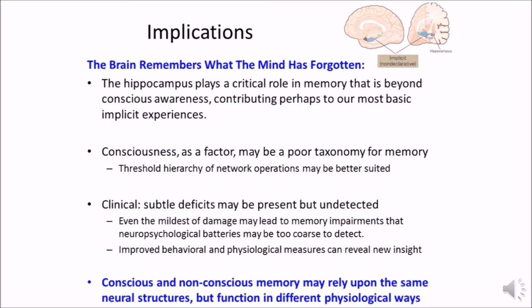And in a clinical way, some of these subtle deficits may be present when patients present, but not necessarily evident in our coarse behavioral observations. And so my conclusion from some of this is basically that the conscious and non-conscious memory systems may rely upon the same neural structures, i.e. the hippocampus. But critically, they're also still being processed in different ways. So it preserves the view that they are different neural systems. They just seem to be relying upon the same neural structures. So that's a really important point that I'd like to finish on.